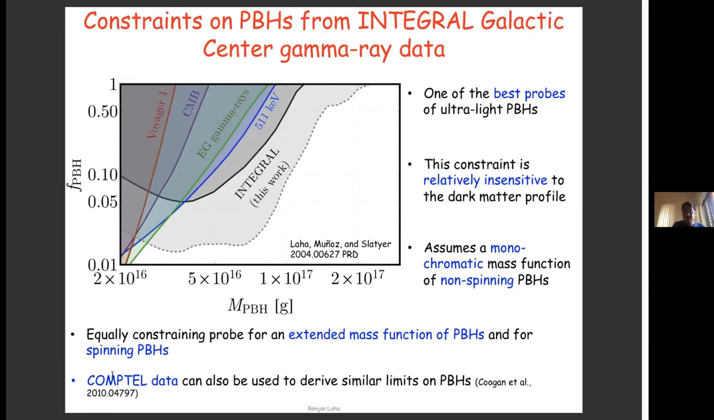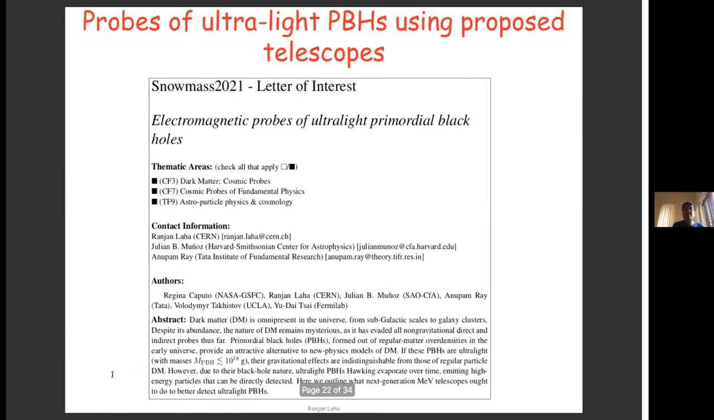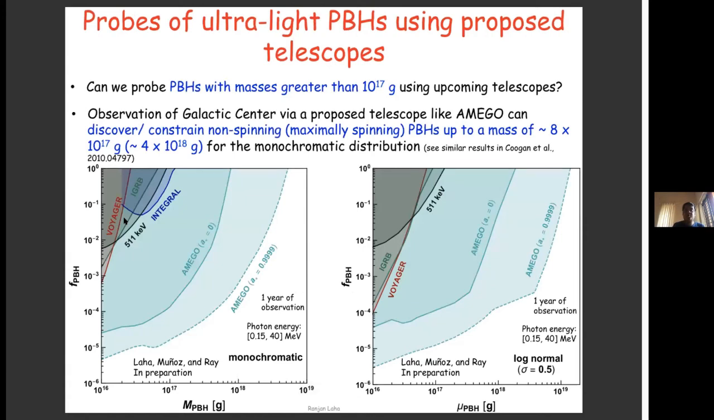All right, so I've come to the last part of my talk. Can we do even better? Is there a way to probe even higher primordial black hole masses using Hawking radiation? So this is something we put out with my collaborators, and this is a work in progress.